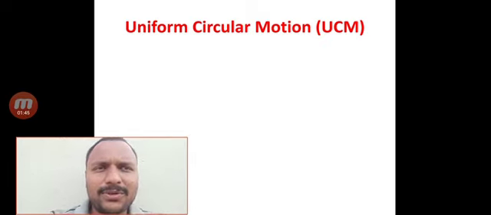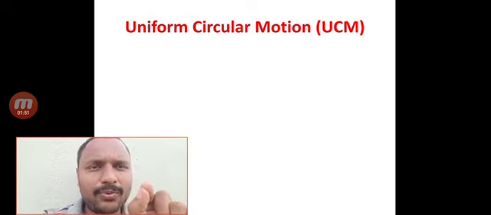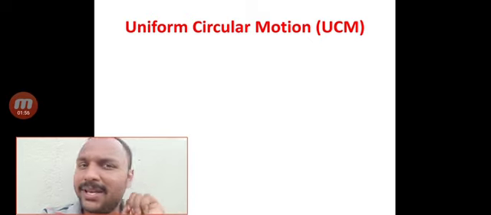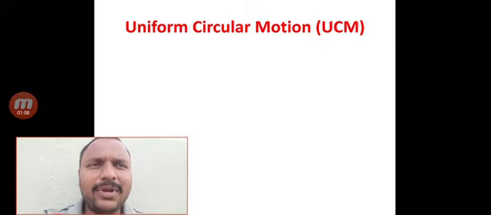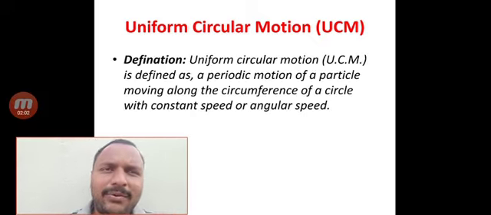Uniform circular motion is a known concept, because in 11th standard we discussed uniform circular motion and the derivation of centripetal acceleration. Now here we quickly revise that once. What is uniform circular motion? What is the definition of uniform circular motion?